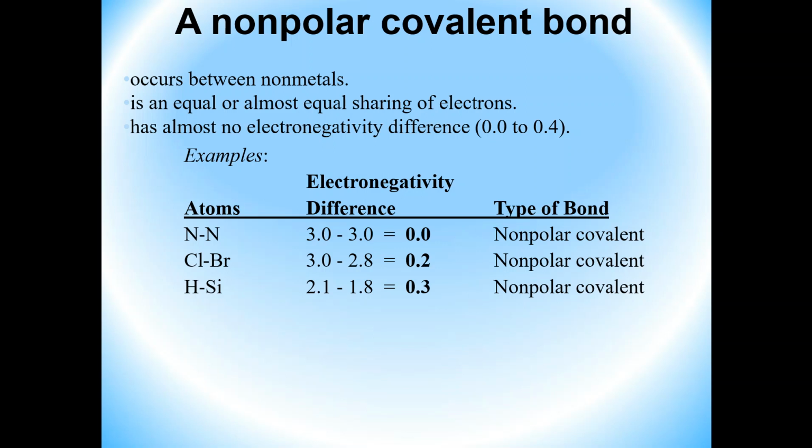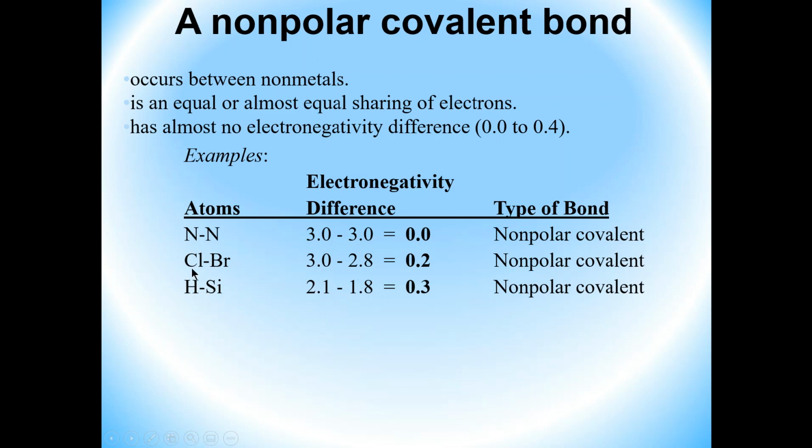And this type of bonding typically occurs between nonmetals, all right? Now, the criteria that we will use for determining whether or not a bond is nonpolar covalent is if the electronegativity difference is between 0.0 to 0.4. And these are just three examples here. So any situation where you have two atoms identically bonded to each other, that would be essentially a nonpolar covalent bond because the difference in electronegativity would be zero because they're both the same.